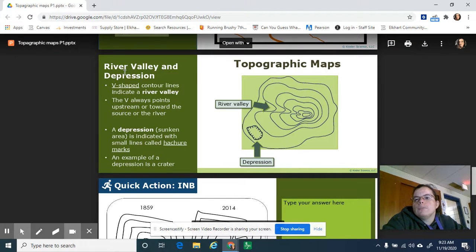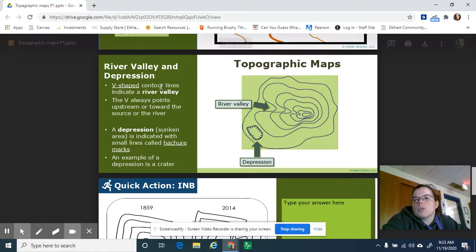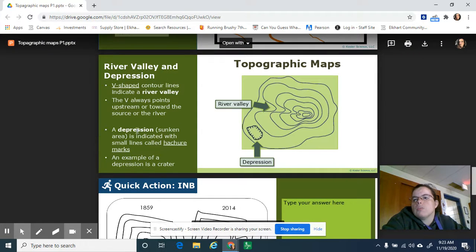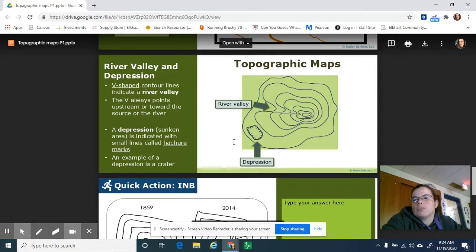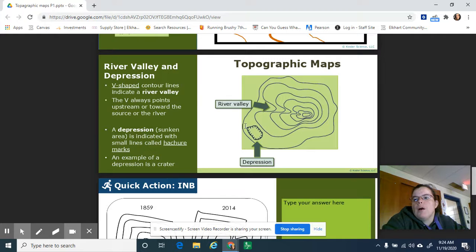River, valley, and depression. V-shaped contour lines indicate a river valley. So you see how you have a river valley right here, and it keeps getting closer and closer until it's to the extreme high point here. And then you have a depression, which is a sunken area, such as a ravine. It's indicated with small lines with hachure marks. So right here is an example of hachure marks, or a ravine. This is an example of this, and this could also be an example of a depression if it's a crater.